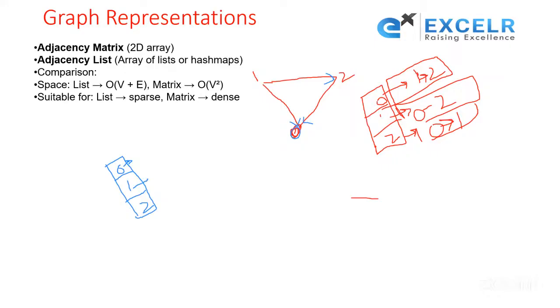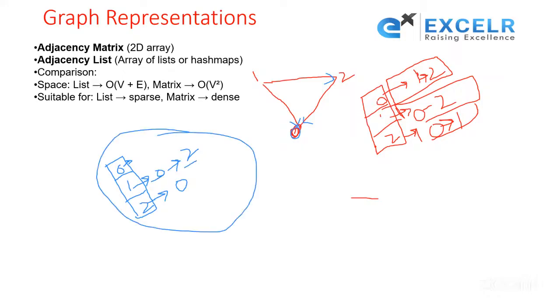Now, what about 1? 1 is connected to 0, and 1 is also connected to 2. So vertices 0 and 2 are there. Now what about 2? 2 is connected to only 0, because there is only one edge from 2 to 0. So this is the adjacency list of this graph. Hope it is clear.